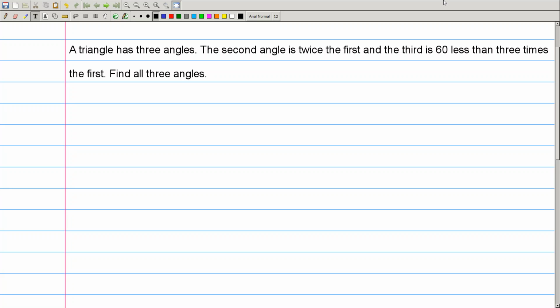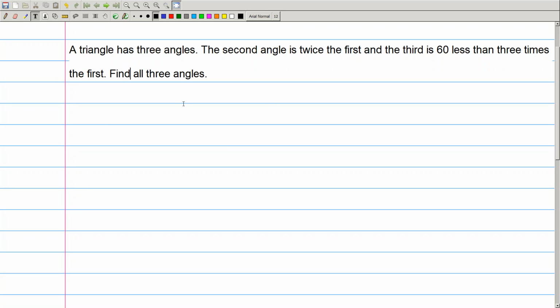All right, in the spirit of algebra and doing word problems, I figured I would show you this neat little word problem that involves angles and geometry and triangles, but it also has to do with algebra. What you have to do here is find the three angles of a triangle. That kind of blew my students' minds away when I said that a triangle is three angles, hence the term triangle, right? So a triangle has three angles. The second angle is twice the first angle, and the third is 60 less than 3 times the first.